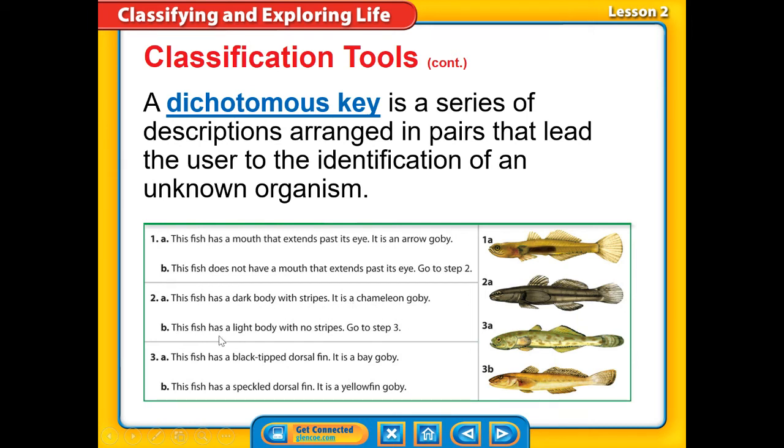If the fish has a light colored body with no stripes, we would go on to step 3. Now this fish is dark colored, and it does have some really light stripes here, so it would be called a chameleon goby. So you follow this dichotomous key until you end up with a name. If you get new steps, you simply follow those steps. We'll be using these more through the week, and you'll find that they're a very useful tool.